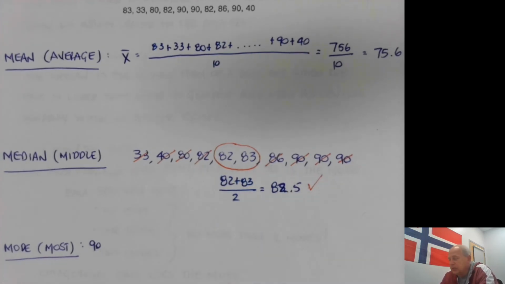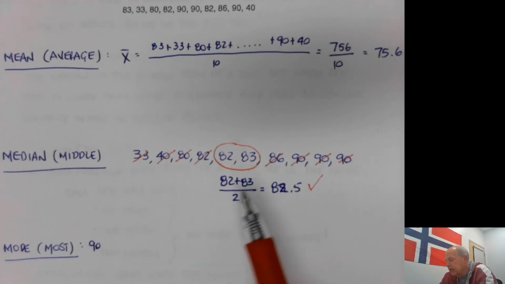The mode, yeah, 3 students got a 90, 7 did not, and all of the rest of the scores were below a 90. I'd go with the median as my most fair central tendency representative for this data set.